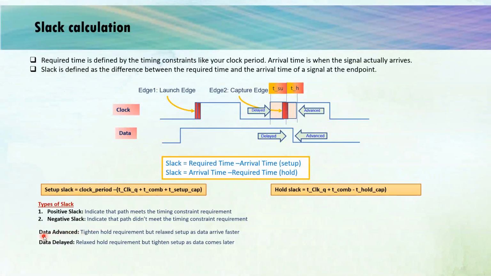Now, this data advancement, if we are advancing the data, if this data is coming fast, it will tighten the hold requirement, right? Because we want this data to be stable for that particular time duration.